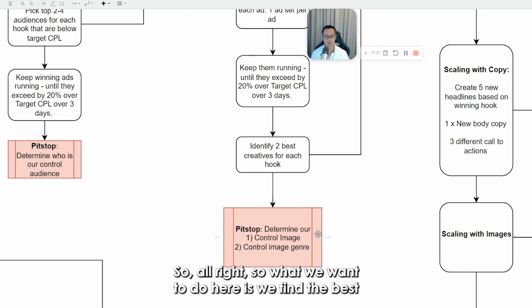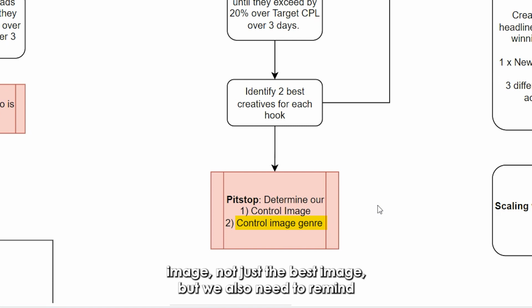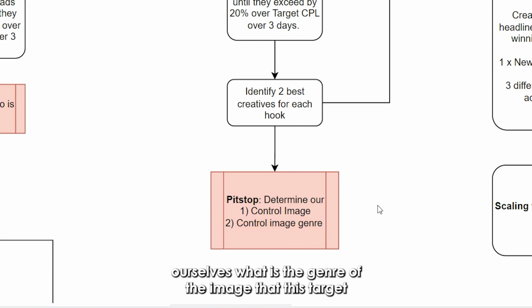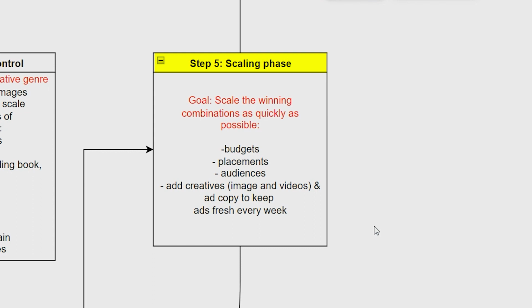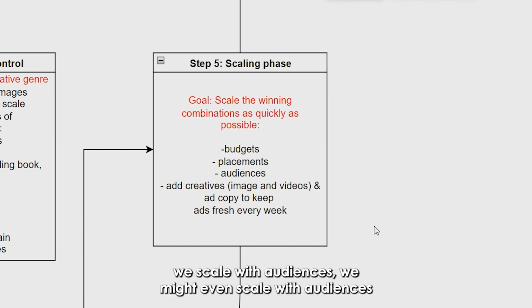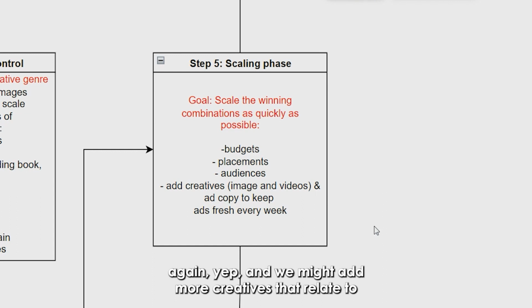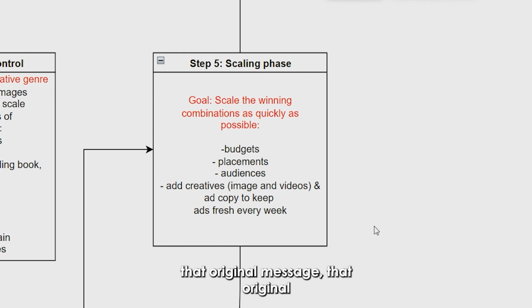So what we want to do here is find the best image, and not just the best image, but also remind ourselves what genre of image this target market seems to respond to. The next stage is to scale as fast as possible. This is where we plug in big budgets, we scale with audiences, and we might add more creatives that relate to that original message, that original winning creative.